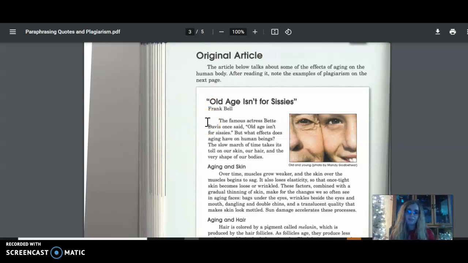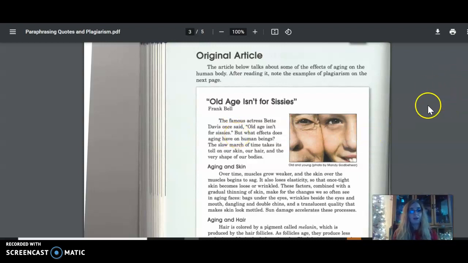One thing I want to point out is in the very beginning, we see here that Frank Bell gives credit to Betty Davis for this quote, "Old age isn't for sissies," and you can see how that's done. The famous actress Betty Davis once said, note the comma. You want to put a comma when you're giving some context like this, when what we're doing is giving it a tag, right? Giving this particular quote a name tag, so to speak. And then we have the quote. And notice that the quotation mark here comes after the period.